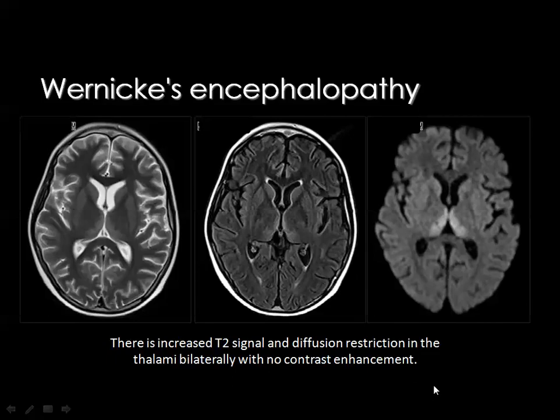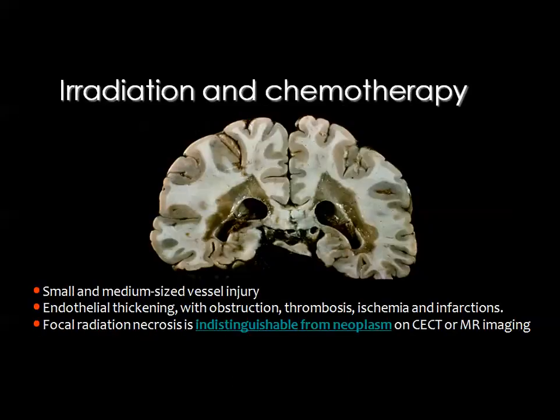And this is also Wernicke's encephalopathy, showing the involvement of the medial aspect of the thalami, but the lower sections are needed to see the involvement of the periaqueductal area as well as the mammillary bodies. Then irradiation and chemotherapy will result in damage of the blood vessels of the white matter, leading to their obstruction and resulting in ischemia and infarctions.